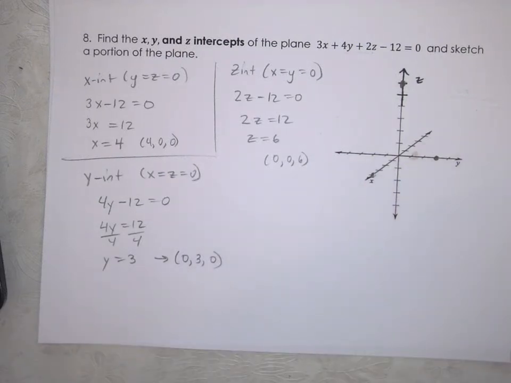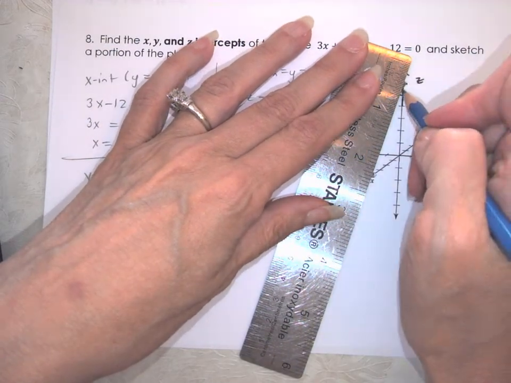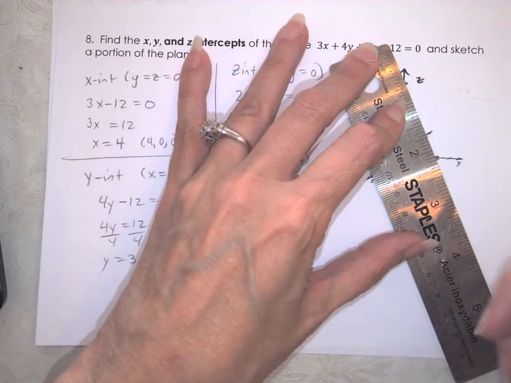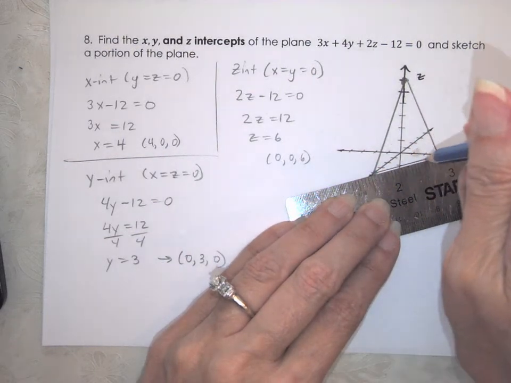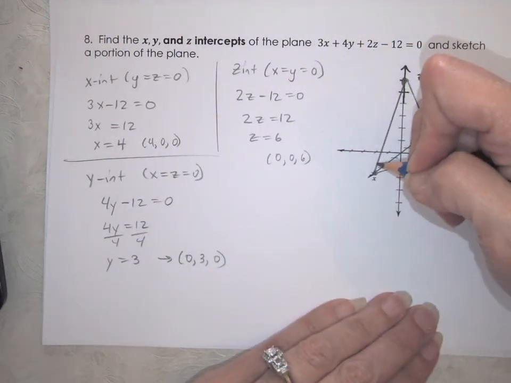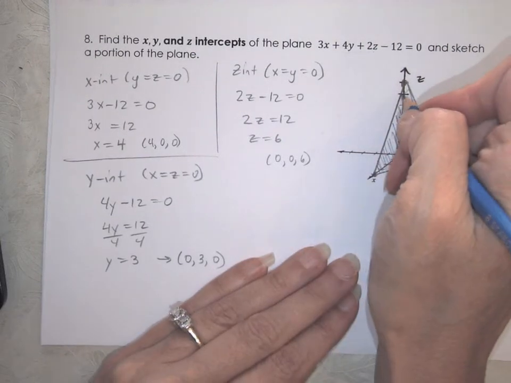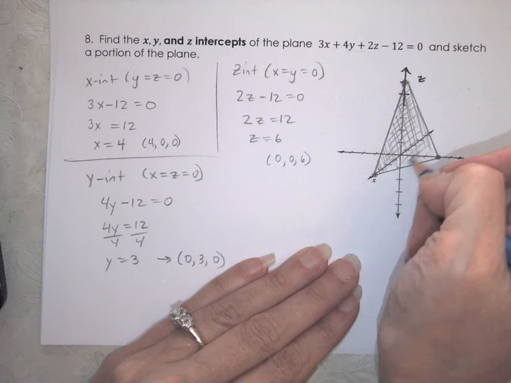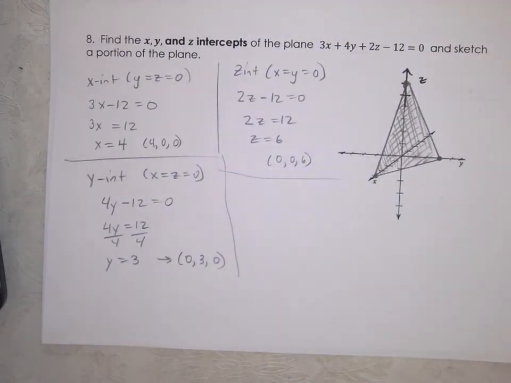Then to sketch a portion of the plane, we're going to sketch a triangular portion. We join the intercepts together to form a kind of triangle. And then usually you just shade it in with hash marks, one direction and then the other direction. And you've sketched a portion of the plane. They're pretty straightforward to find.